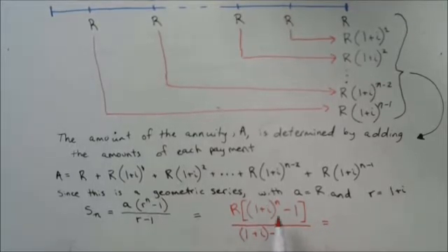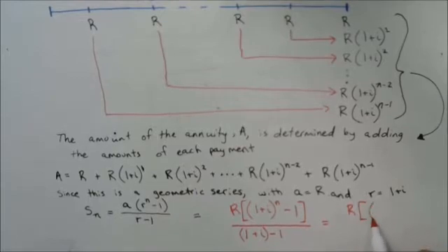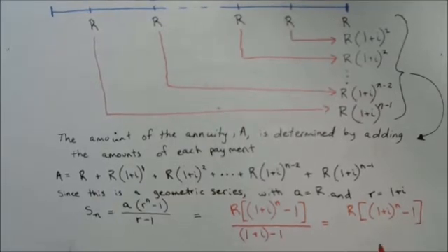Okay, this reduces. The only thing we can reduce right now is the denominator. You see we have 1 plus I minus 1. Well, 1 minus 1 is 0. So in the top we have the regular payment, square bracket, round bracket, 1 plus I, close it off, to the power of n, minus 1, square bracket. There's our numerator, all over I.